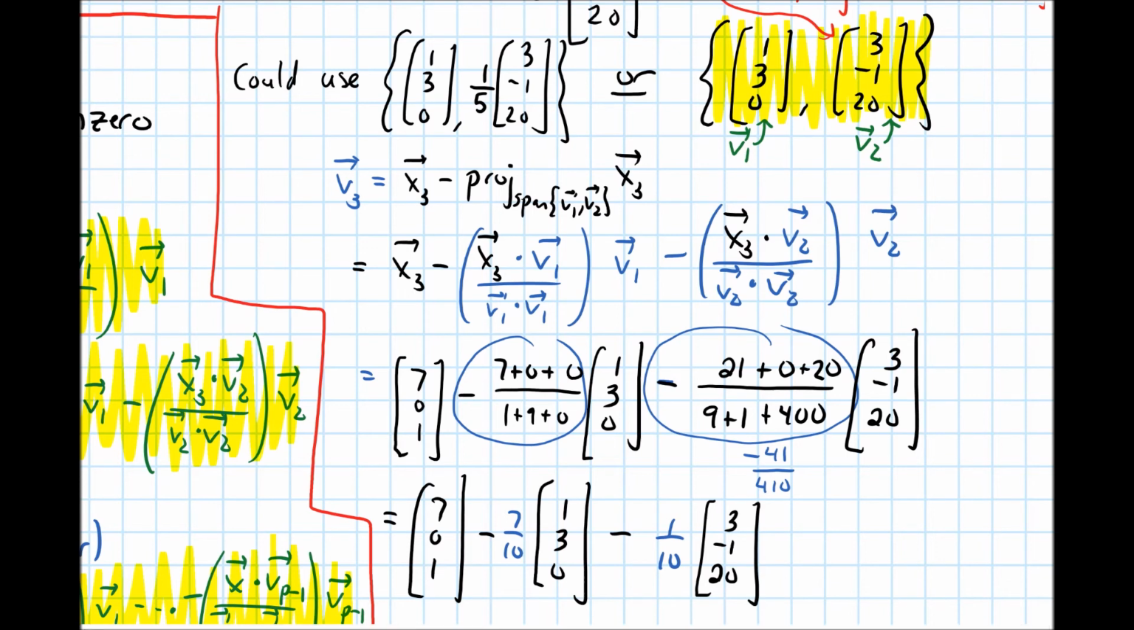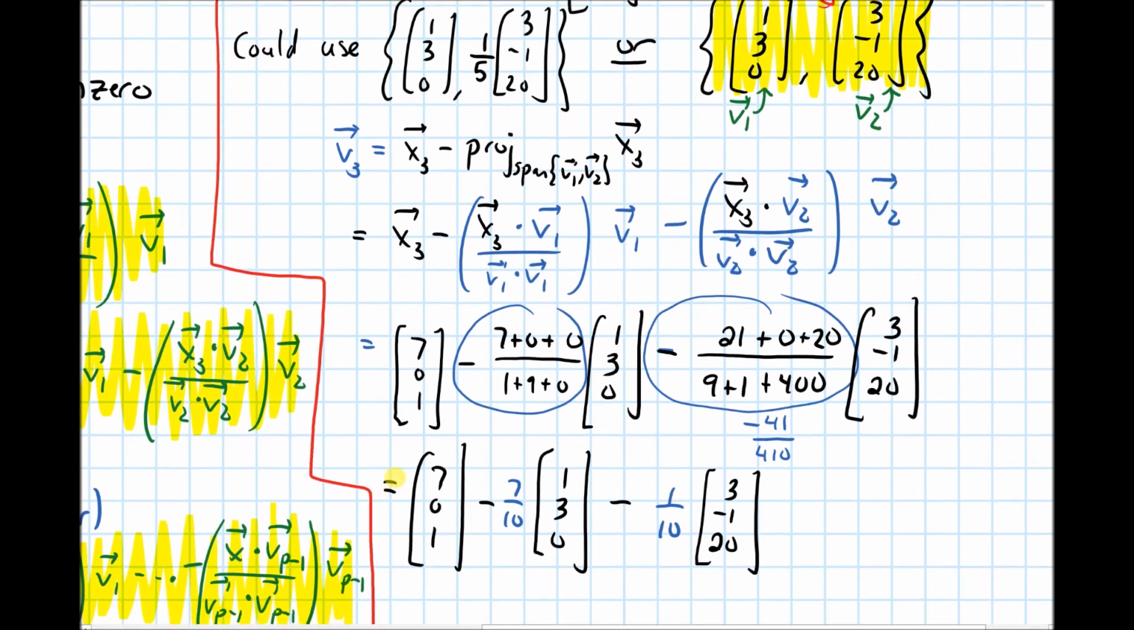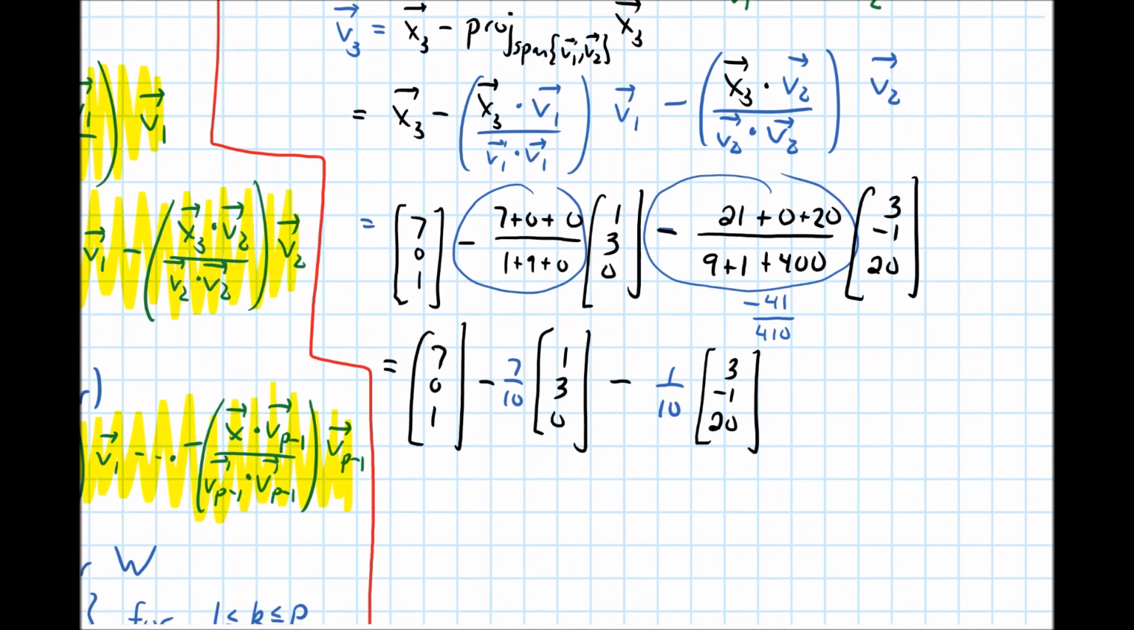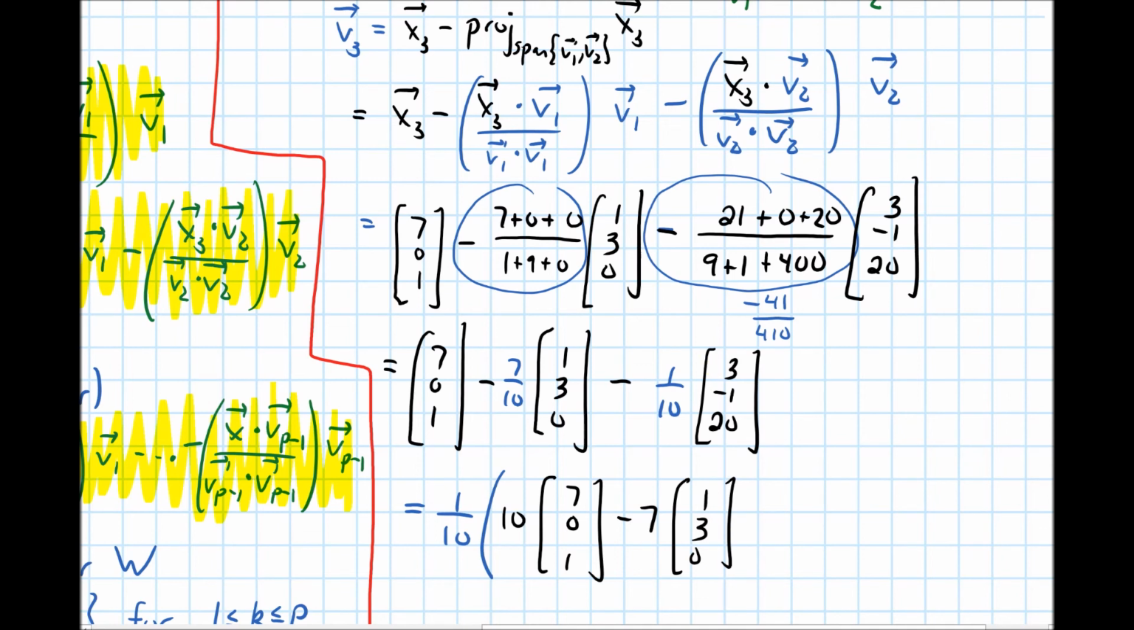All right, so we are almost done. Let's just simplify this a bit more. Just like we did before when we had a fraction, let's go ahead and factor the fraction out. The thing that's making this fraction is this denominator, the 10. So let's factor out a 1 over 10. When I factor that out of this first vector, I have to put a 10 in front of it. So 10 times 7, 0, 1. For the next term, we'd have minus 7 times the vector 1, 3, 0. And for the last vector, we just have minus 3, negative 1, 20.